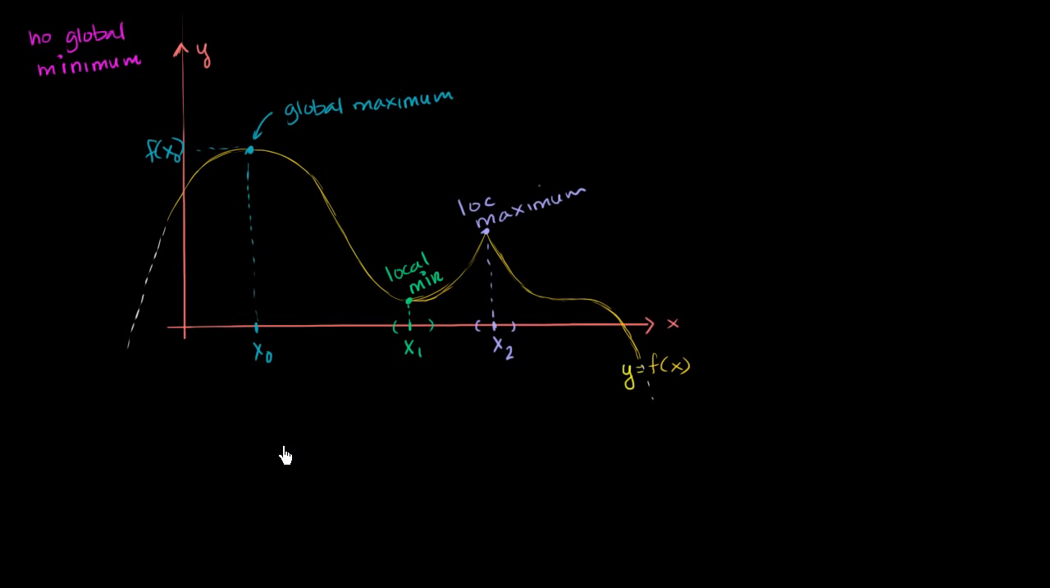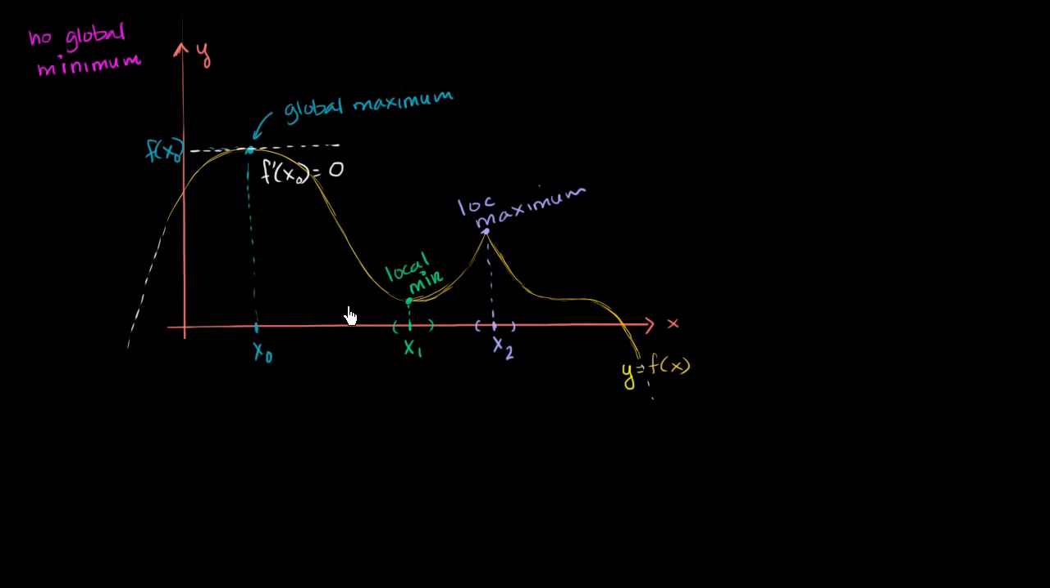Now, how can we identify those if we knew something about the derivative of the function? Well, let's look at the derivative at each of these points. So at this first point right over here, if I were to try to visualize the tangent line, it would look something like that. So the slope here is 0. So we would say that f prime of x naught is equal to 0. The slope of the tangent line at this point is 0.